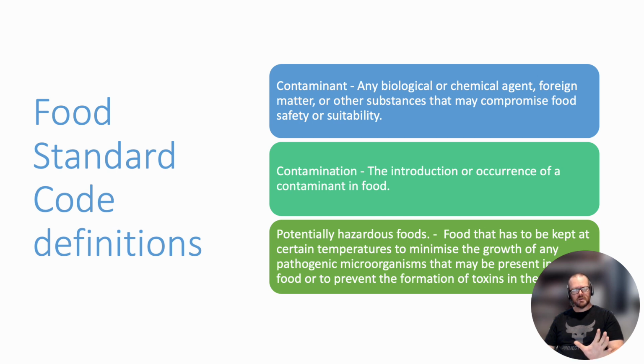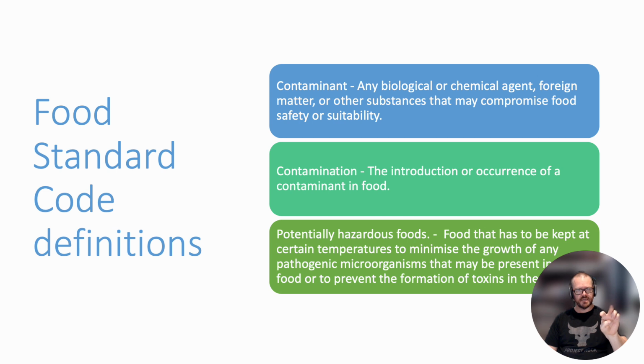We talked earlier about the Food Standards Code. Okay, the Food Standards Code outlines information. We talked about Chapter 3 earlier. It does have a whole lot of definitions, but 3 we're going to talk about right now are contaminant. And a contaminant is any biological or chemical agent, foreign matter, which would be physical contaminant, or other substances that may compromise food safety or suitability. Contamination is the introduction or occurrence of a contaminant in food. All right, so that's quite important, those 2 definitions there.